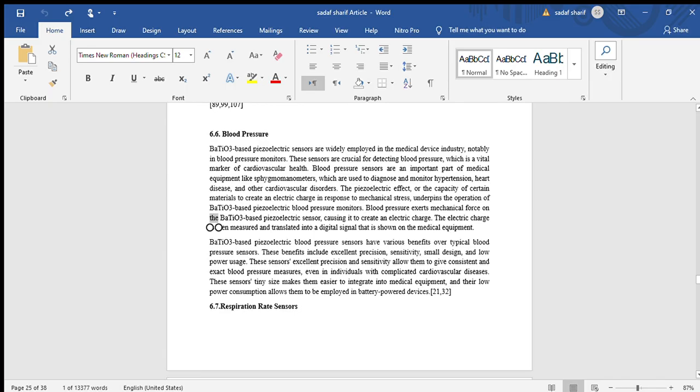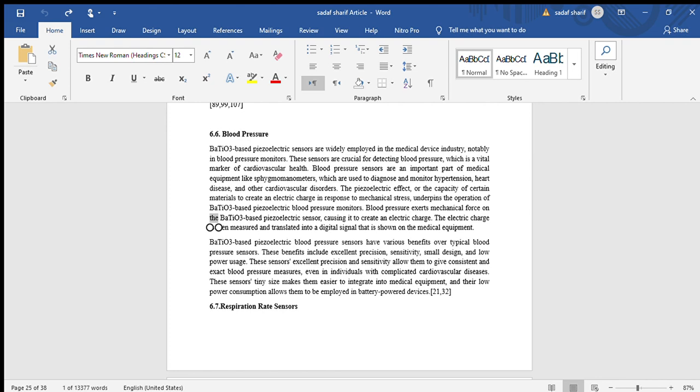Barium titanate based piezoelectric sensors are widely employed in the medical device industry. Notably, in blood pressure monitors, these sensors are crucial for detecting blood pressure, which is a vital marker of cardiovascular health. Blood pressure sensors are an important part of medical equipment like sphygmomanometers, which are used to diagnose and monitor hypertension, heart diseases, and other cardiovascular disorders.